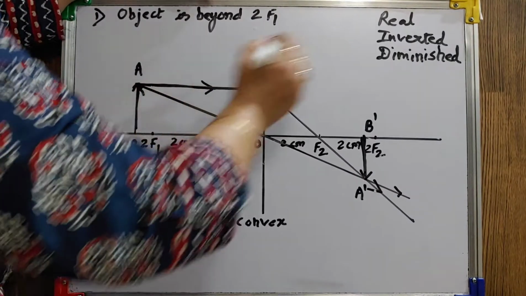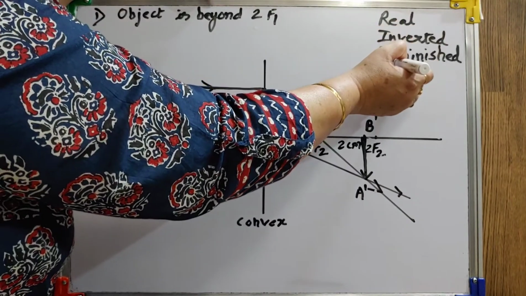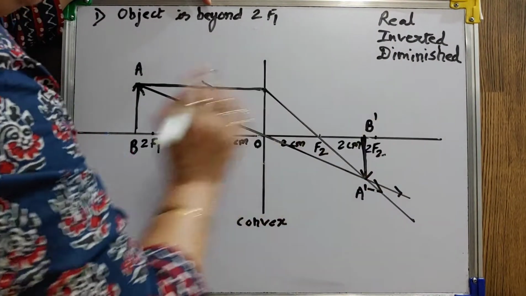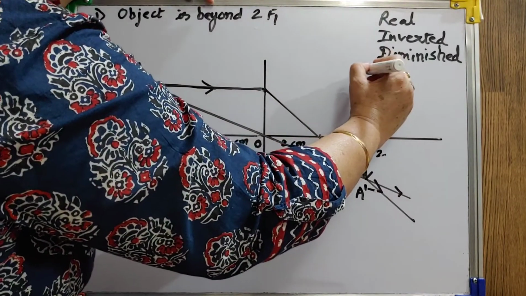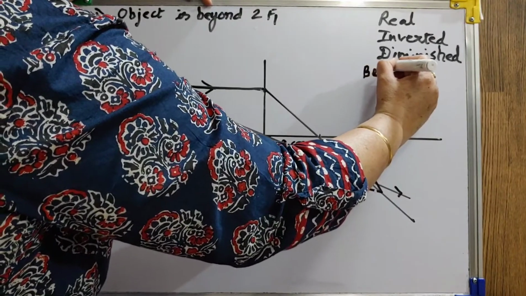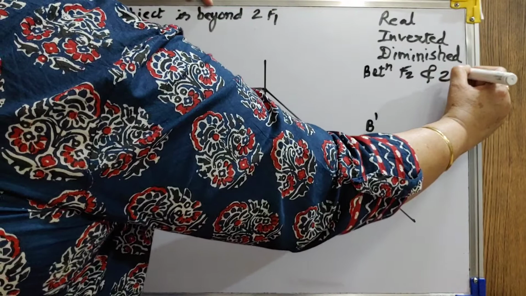Now our image is real, inverted and diminished. What is the position? It is formed between F2 and 2F2. So image is formed between F2 and 2F2.